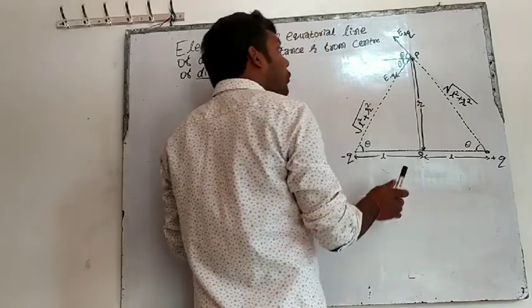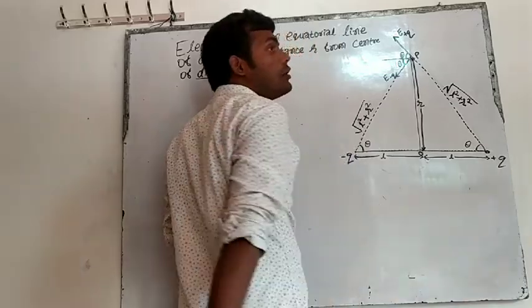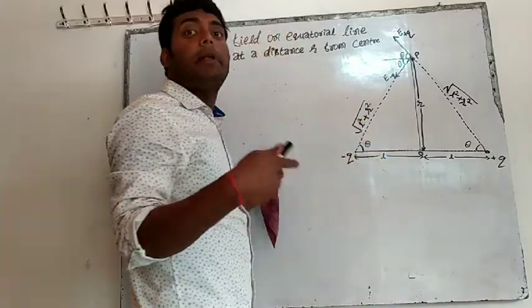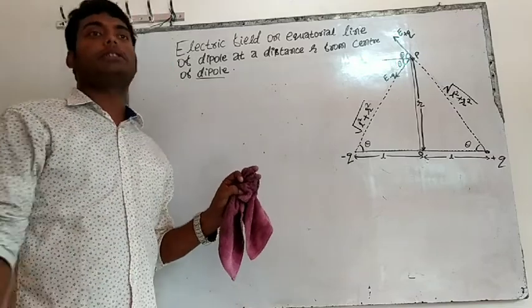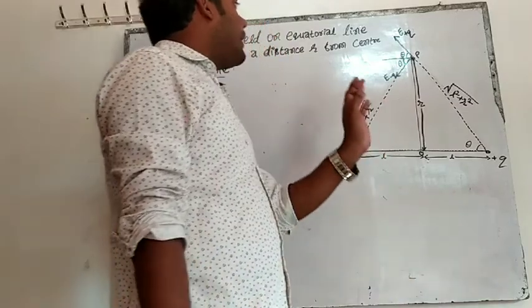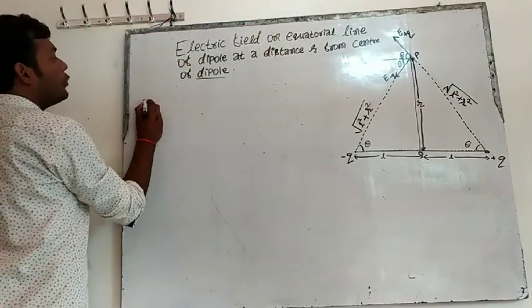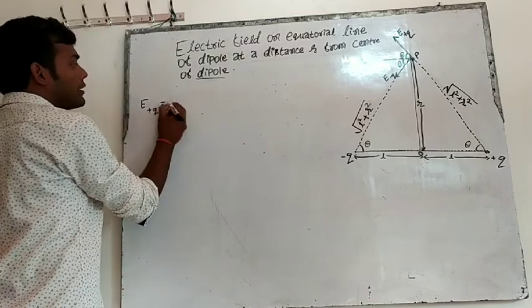Now, who will make electric field at point P? Minus Q charge will also make, plus Q charge will also make. So we have to find electric field due to both charges, minus Q and plus Q. That means we have to use the superposition principle of electric field. So first we will find what will be electric field due to plus Q charge.